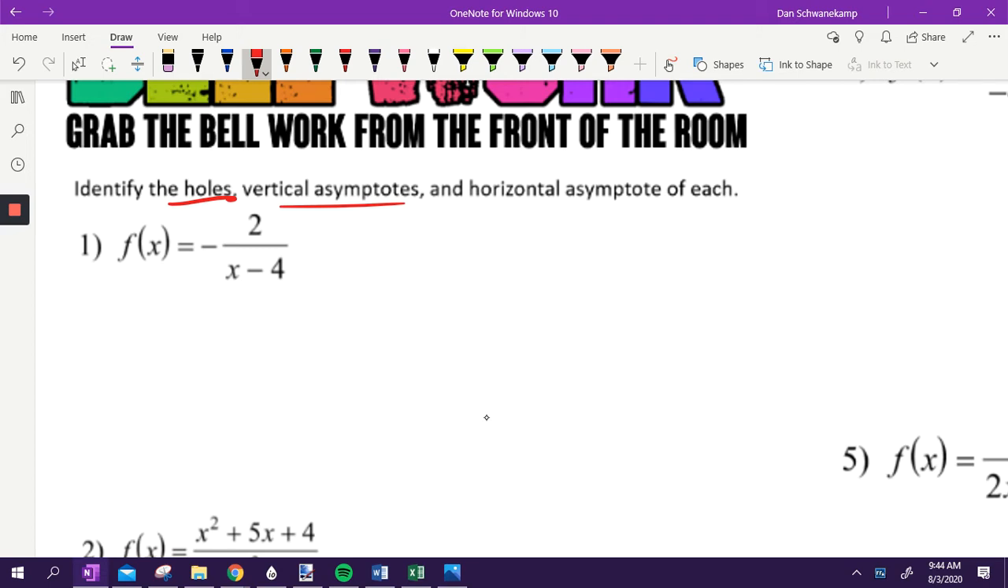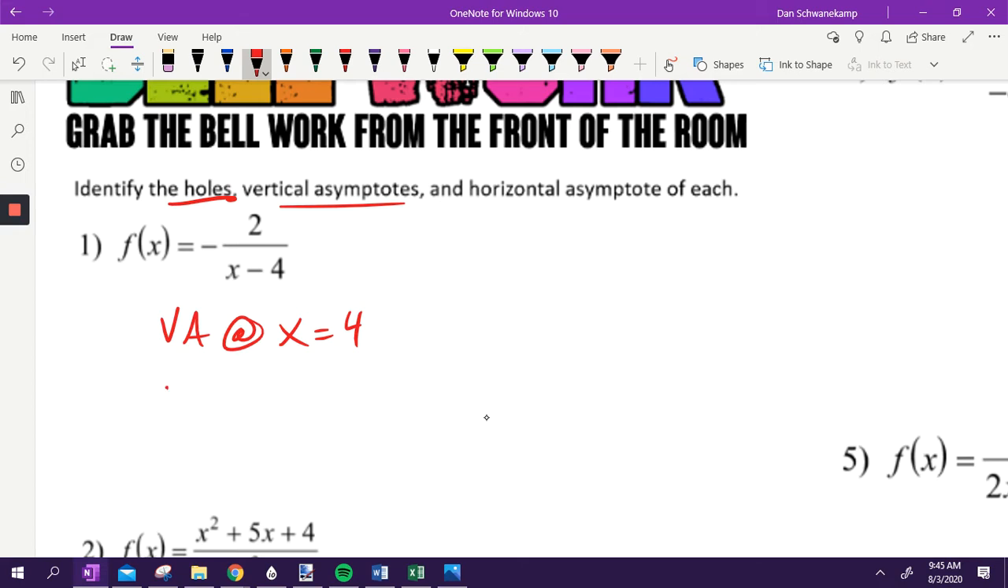Vertical asymptote. I'm going to have a vertical asymptote at x is equal to what value? At x is equal to 4. There's going to be a vertical line at x equals 4, because if you plugged in 4, you would get 0 in your denominator. If you get 0 in your denominator, then your function is undefined. Therefore, you have a vertical asymptote. Kind of remember doing that from Algebra 2, I hope, or pre-calc.